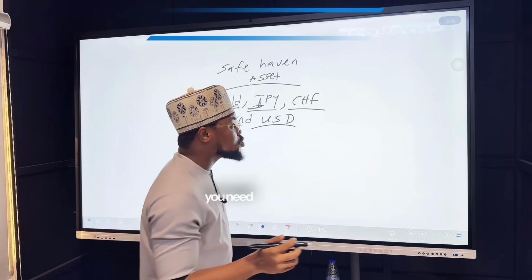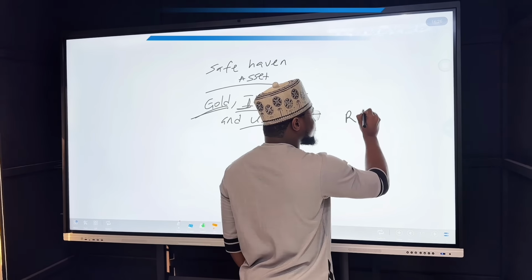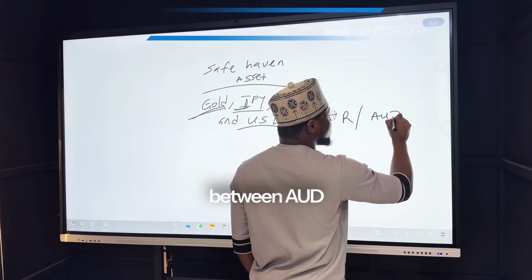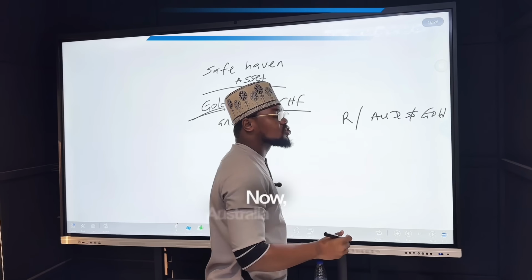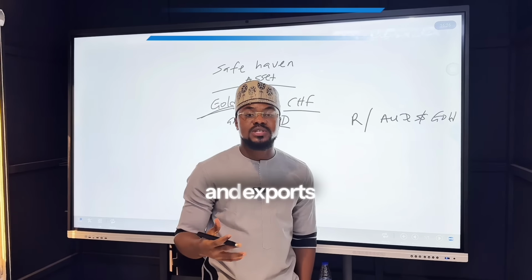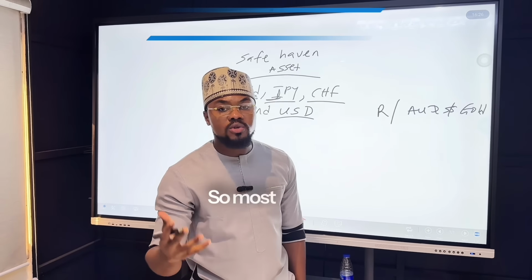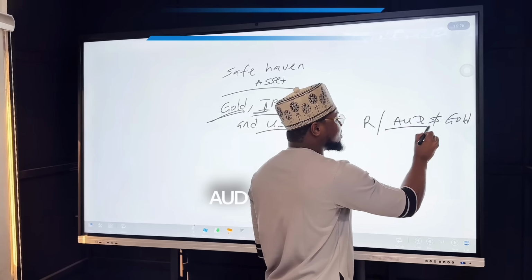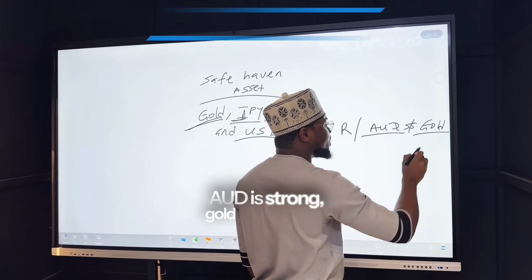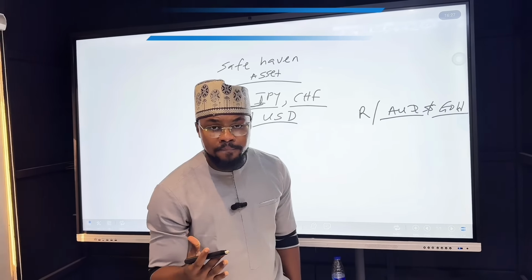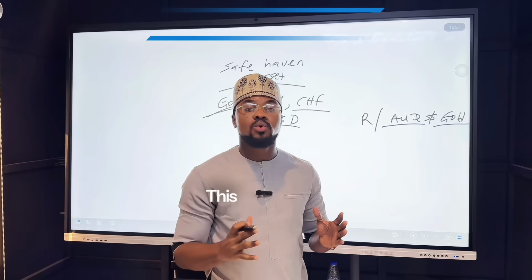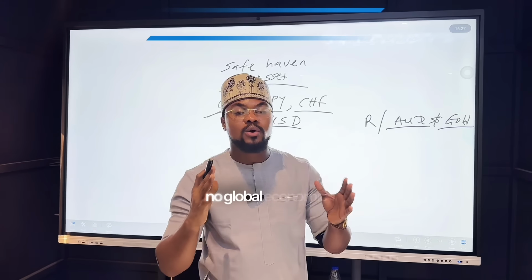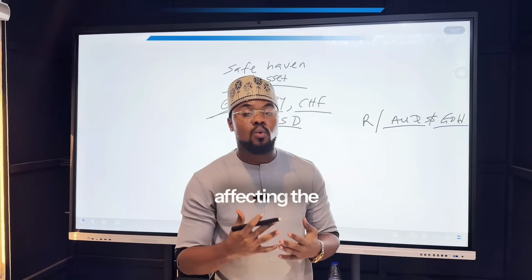Now, secondly, you need to understand the relationship between AUD and gold. Australia imports and exports a lot of gold. So most times when you notice AUD is strong, gold is also strong. Now, this only happens when there are no global challenges. This only happens when there's no global economic factor that is affecting the world.